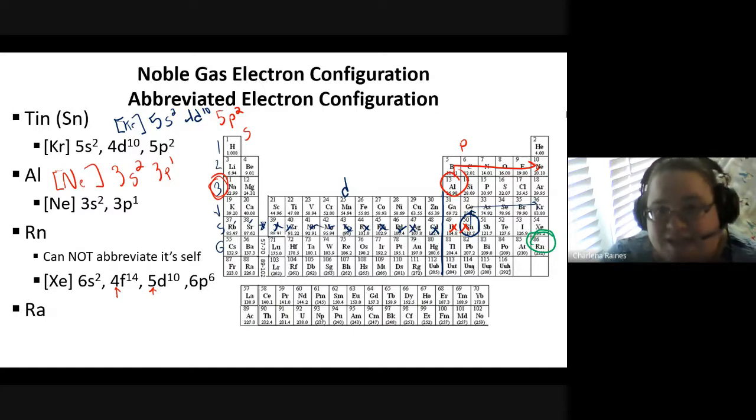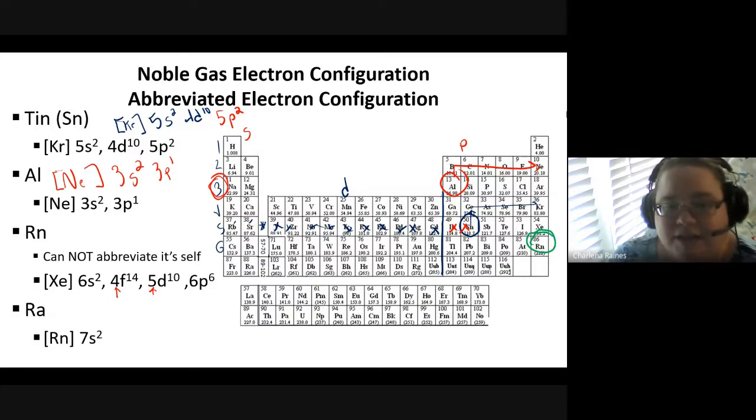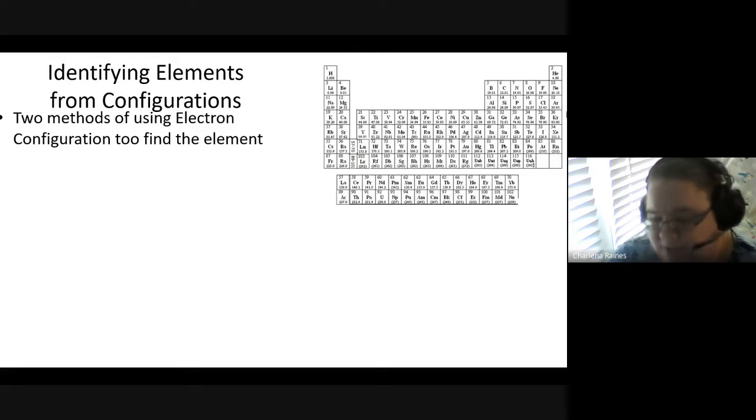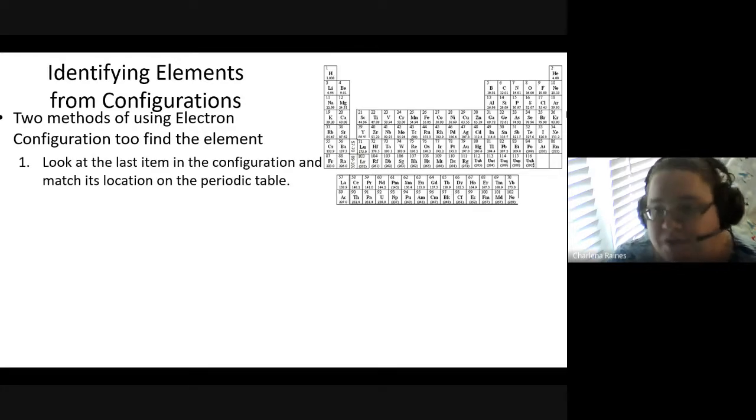So that's actually the last of electron configurations. But we can actually use electron configuration to tell some other things about elements. So the first thing we're going to actually do is identify an element from its configuration. I've already actually shown you guys one way to do this. And one way is to add up the exponents. So if you add up all of your exponents, that's going to tell you the number of electrons, that's going to tell you the atomic number, and that's going to tell you where to look on the table.